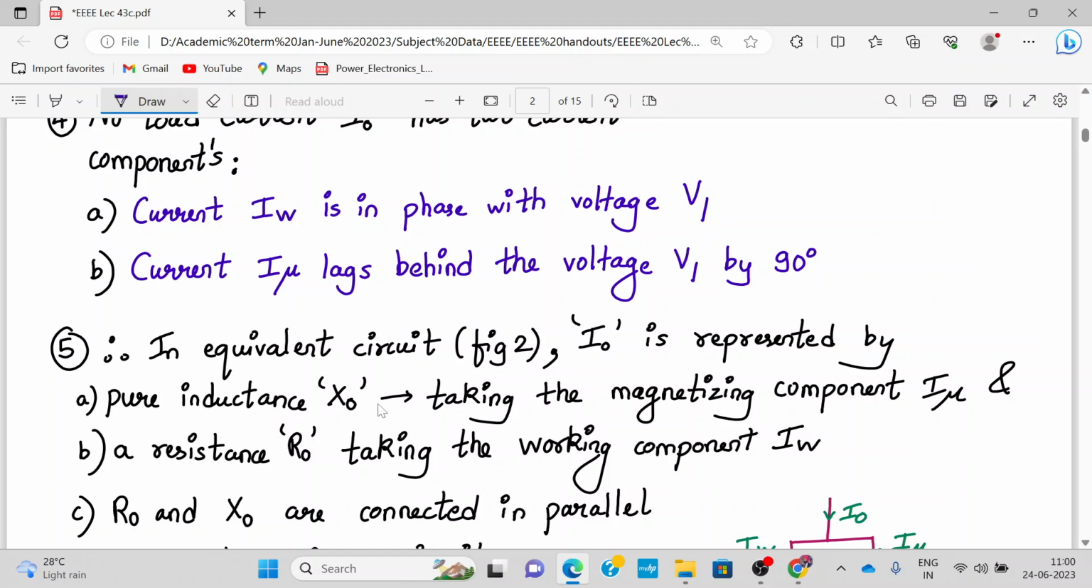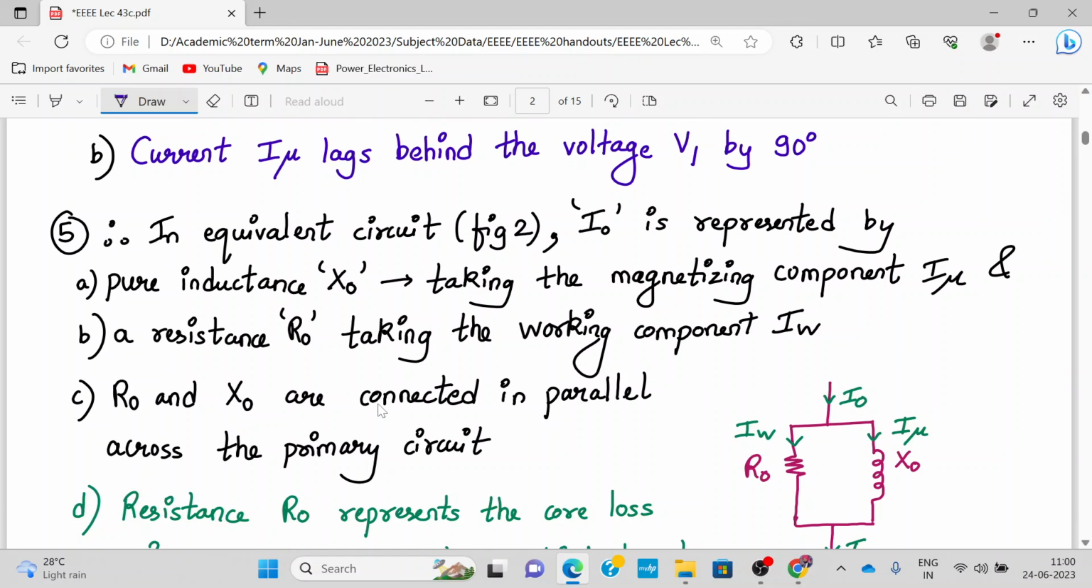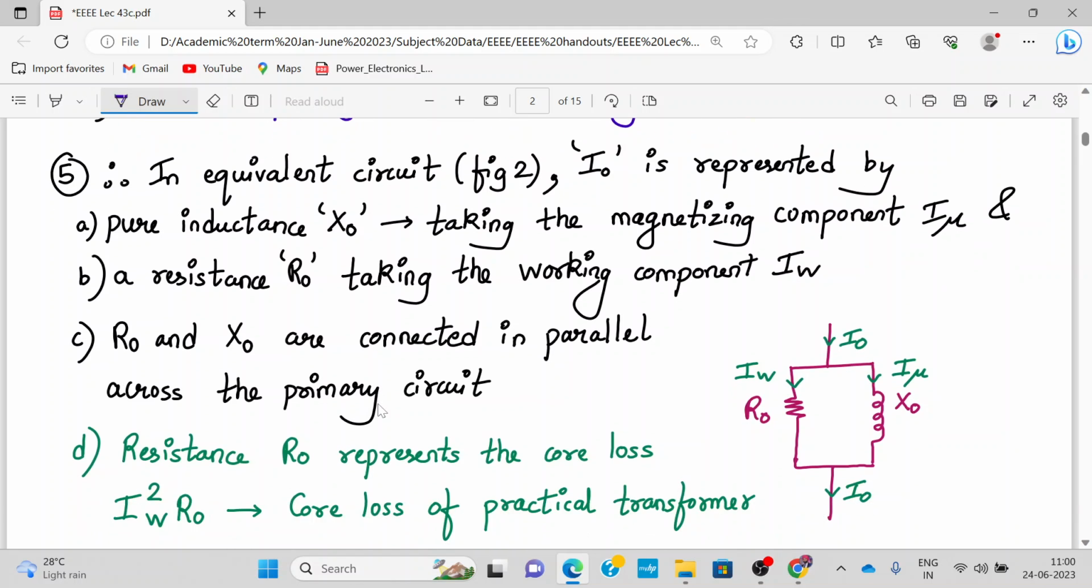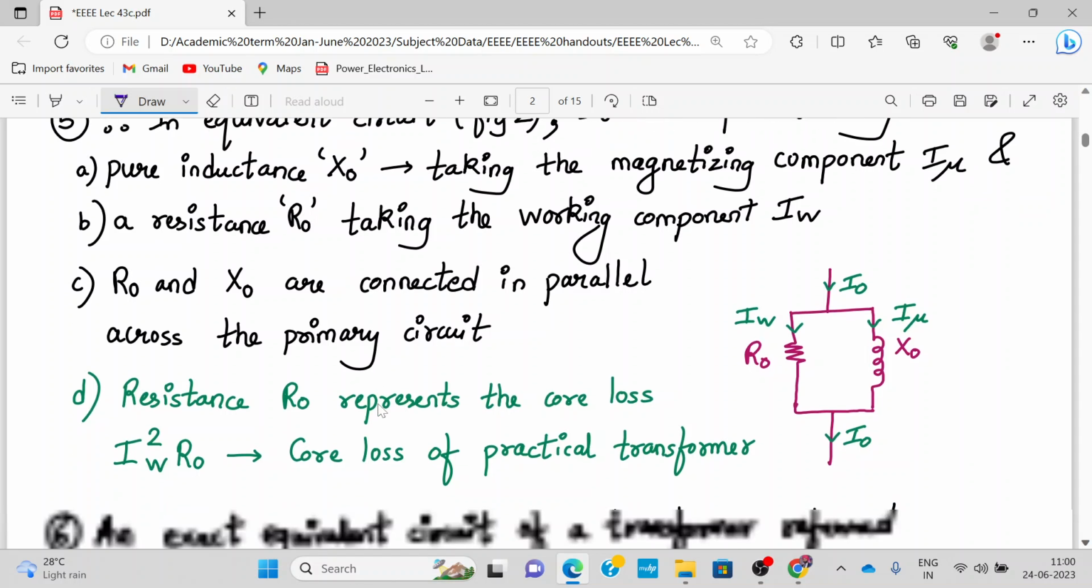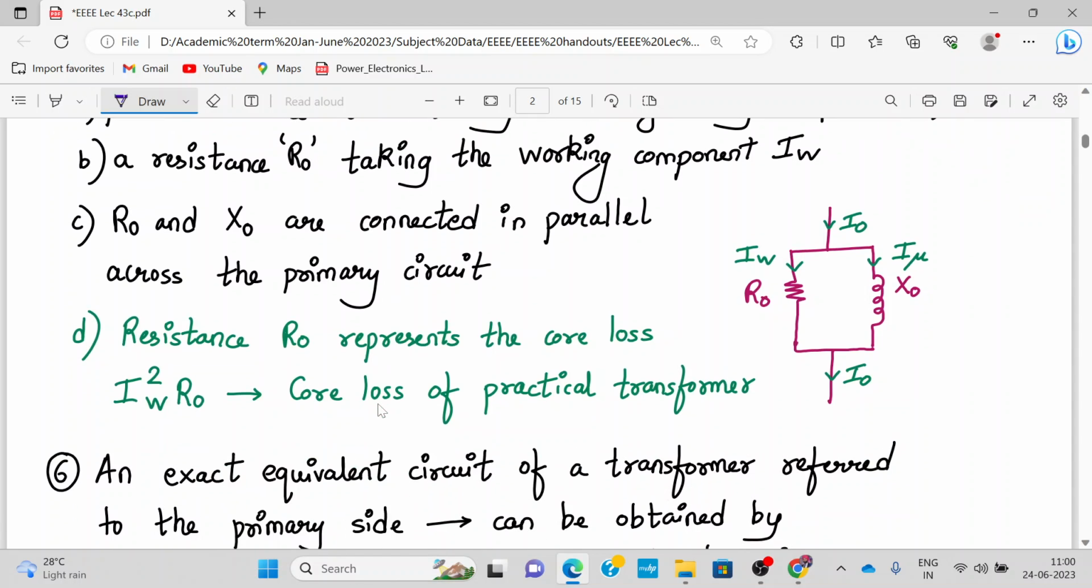So in this figure we have I0 represented by a pure inductor X0, taking the magnetizing component I mu, which we have seen over here, and R0 is taking the working component IW. Alright, R0 and X0 are connected in parallel across the primary circuit. So this is the first time we have represented this. R0 represents the core loss. Therefore, IW squared into R0 is the core loss of the practical transformer.